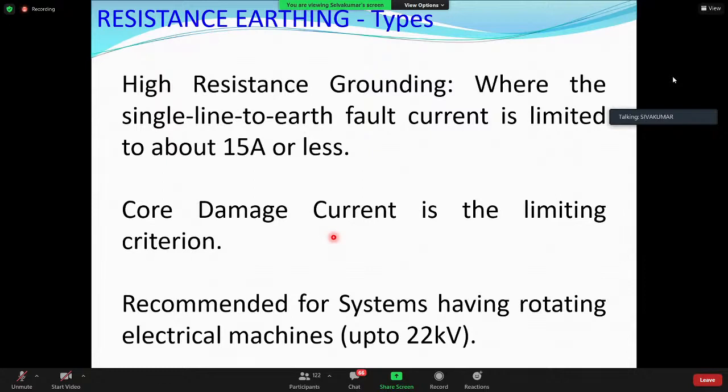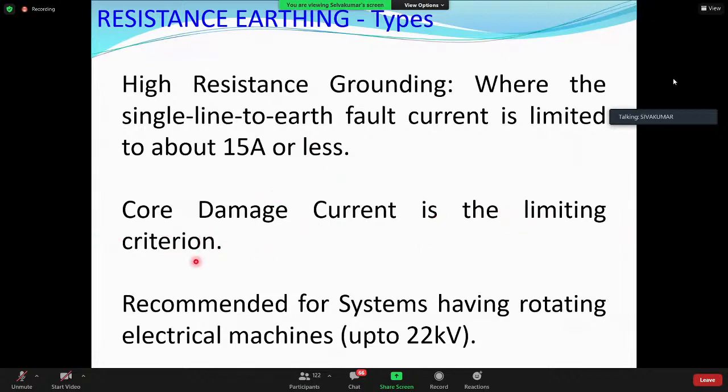So if we want to avoid core damage to motors or generators, or rotating machines in general, you reduce the current and set the earth fault current. Even in the worst case of a ground fault, the current has to be reduced below 25 ampere. Let us say you are setting it to 15 ampere. Even in the case of a single phase earth fault within a rotating machine, the current will be restricted below 25 ampere, so there will not be core damage. This is the guideline for choosing the value of resistance.